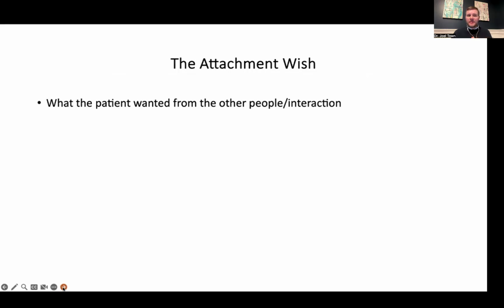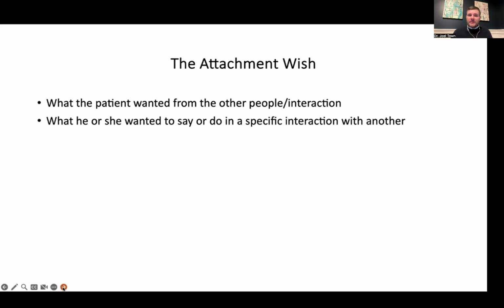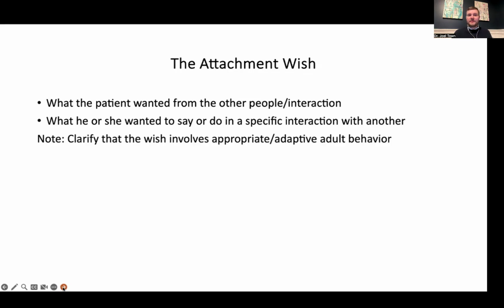So the attachment wish can be thought of as what a patient or a person wants from an interaction or from a person, how they're hoping to be treated, how they're hoping the person's going to respond to them. So you might ask questions like, what did you want the person to say or do? How did you want them to respond to you at specific times? It's also important to remember that the attachment wish specifically is meant to guide appropriate or adaptive adult behavior rather than more aggressive or maladaptive behavior.